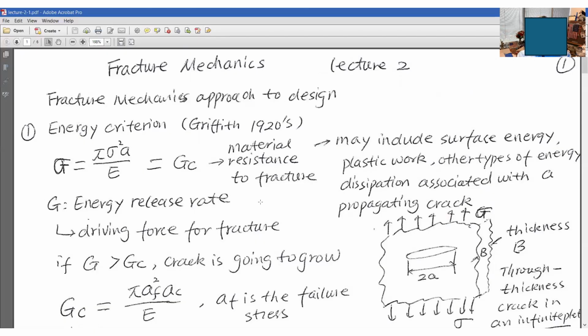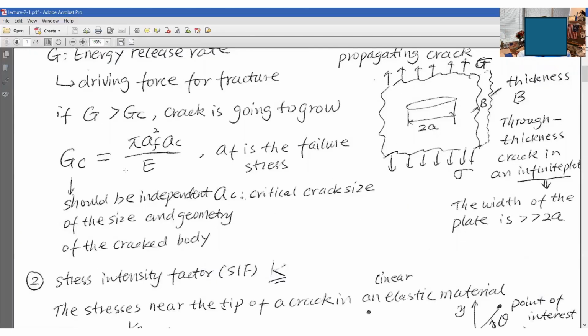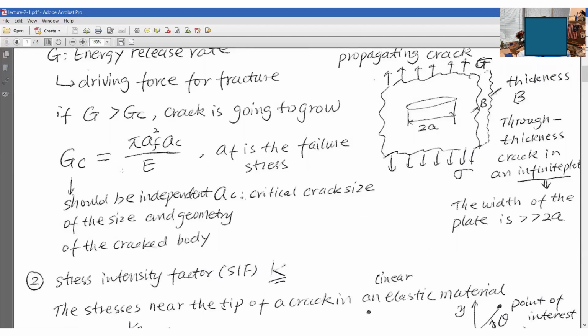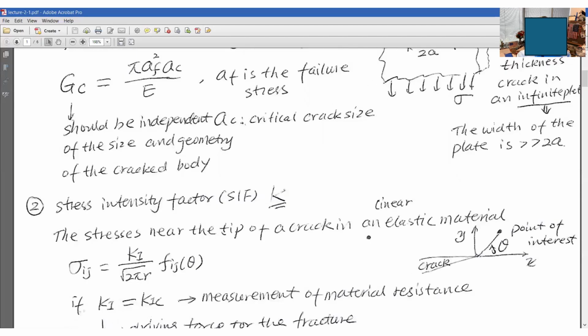So here is the perspective of energy, and then there is another way to solve the problem using the fracture mechanics approach. Another one is based on the stress intensity factor K. As I told you guys, we have three crack modes. One is opening, one is sliding, one is tearing. So these are three different modes.